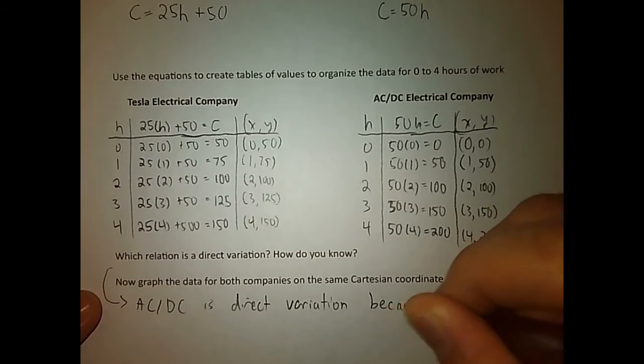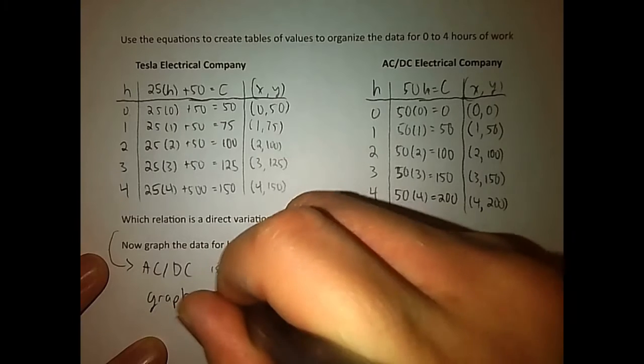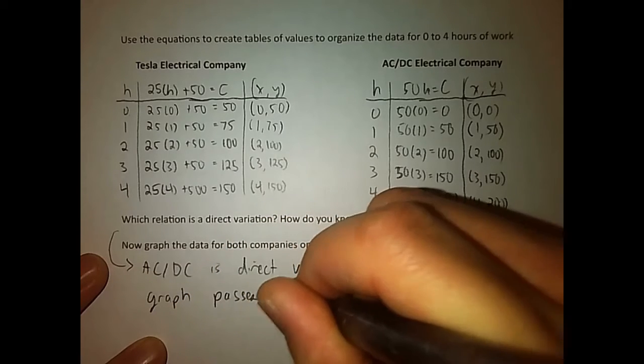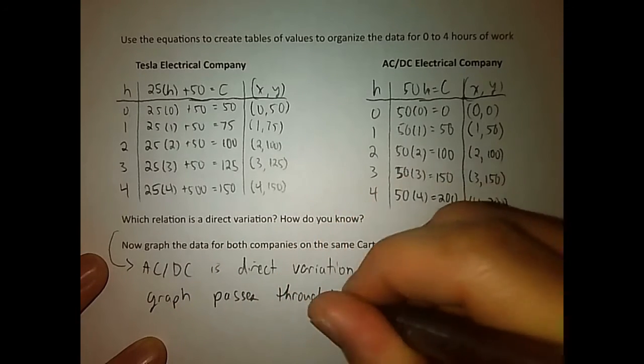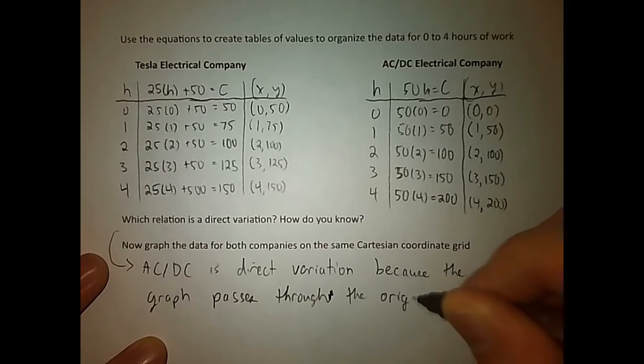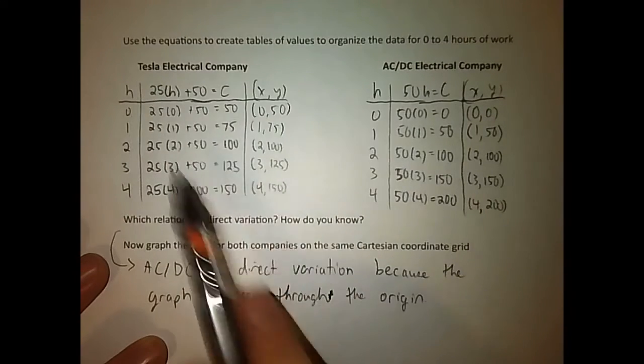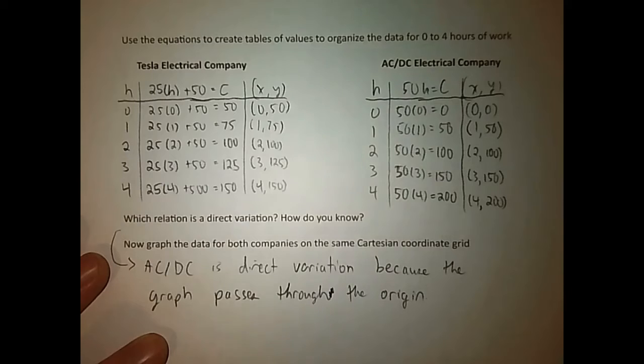The graph, oops, passes through the origin. So this is direct variation, goes to that origin. This one does not. So we can kind of guess what we're going to call that one though.